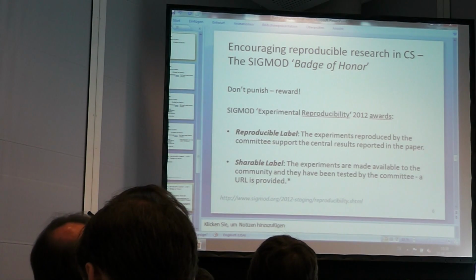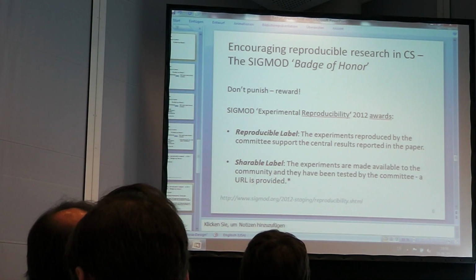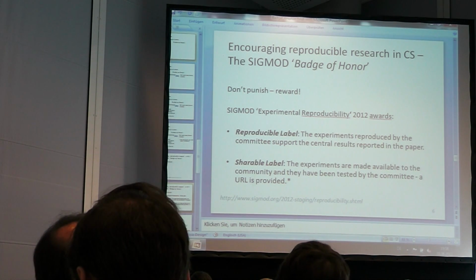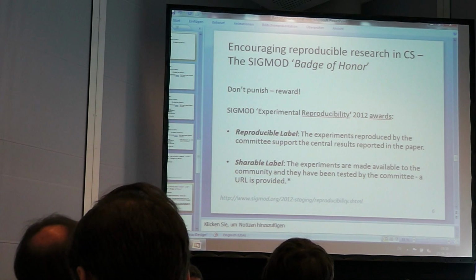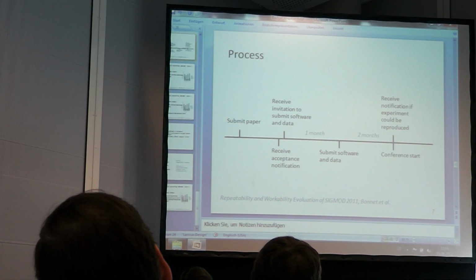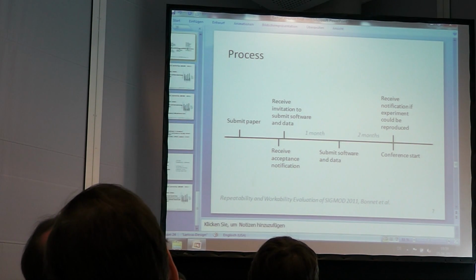They award two labels. One is the reproducible label: the experiments could be reproduced by a committee. The other is the shareable label: the experiments could be reproduced, and they are also open to the public, that is, a URL for download or something like that is provided. They have had this since 2008. I can talk a little bit about the results from 2011, because in 2012 it was only one month ago or so, so there are no results yet. So 2011 was like this. You submitted your paper, just normally, and then received an acceptance notification.